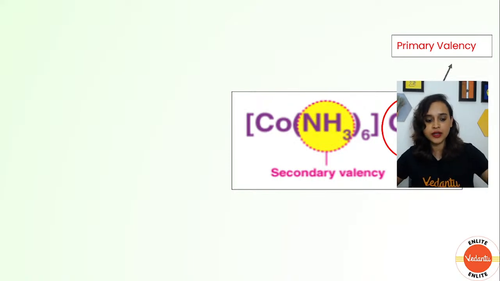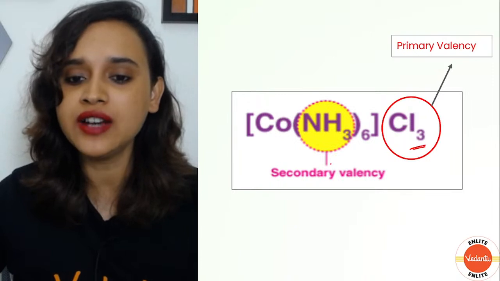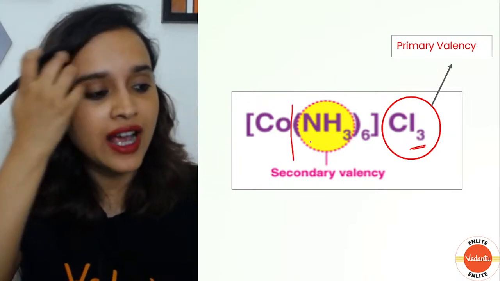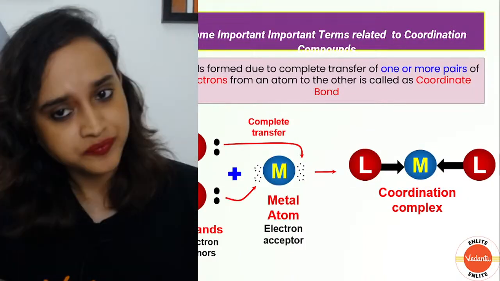So once again, coming to the primary valency here, see, Cl3, this is the primary valency. And right here is your secondary valency. Very easy, everyone. Werner's theory is clear, right?